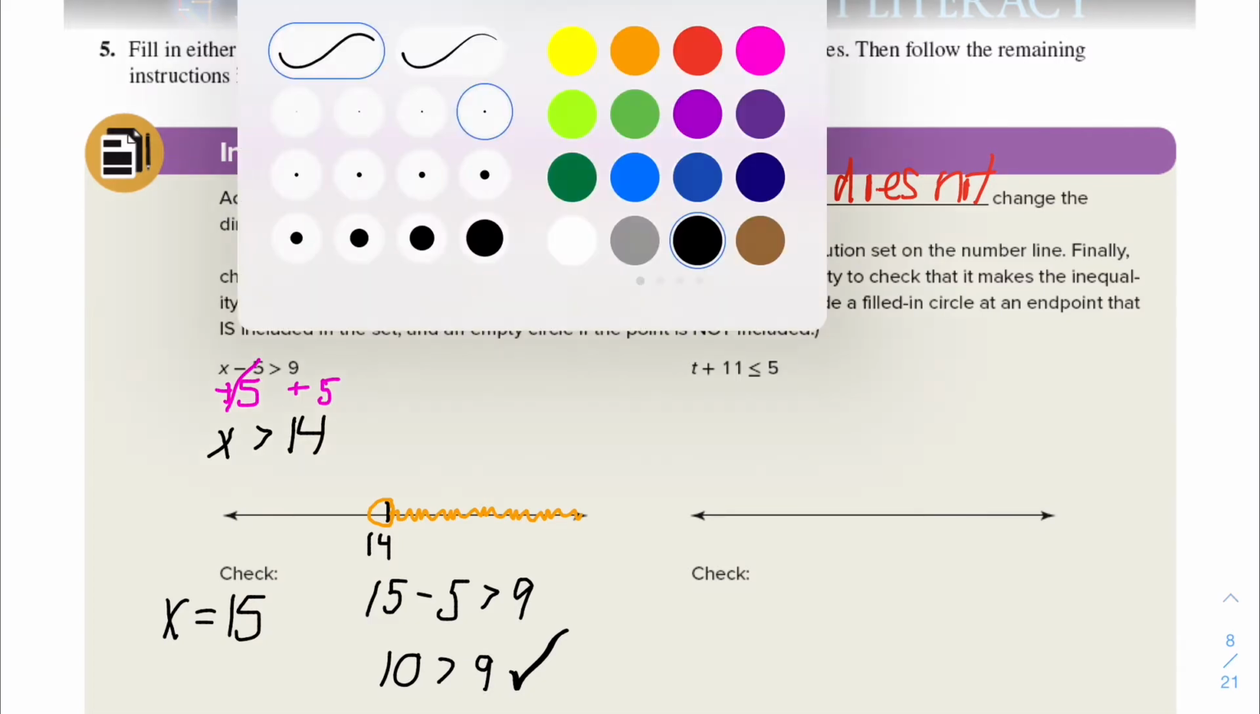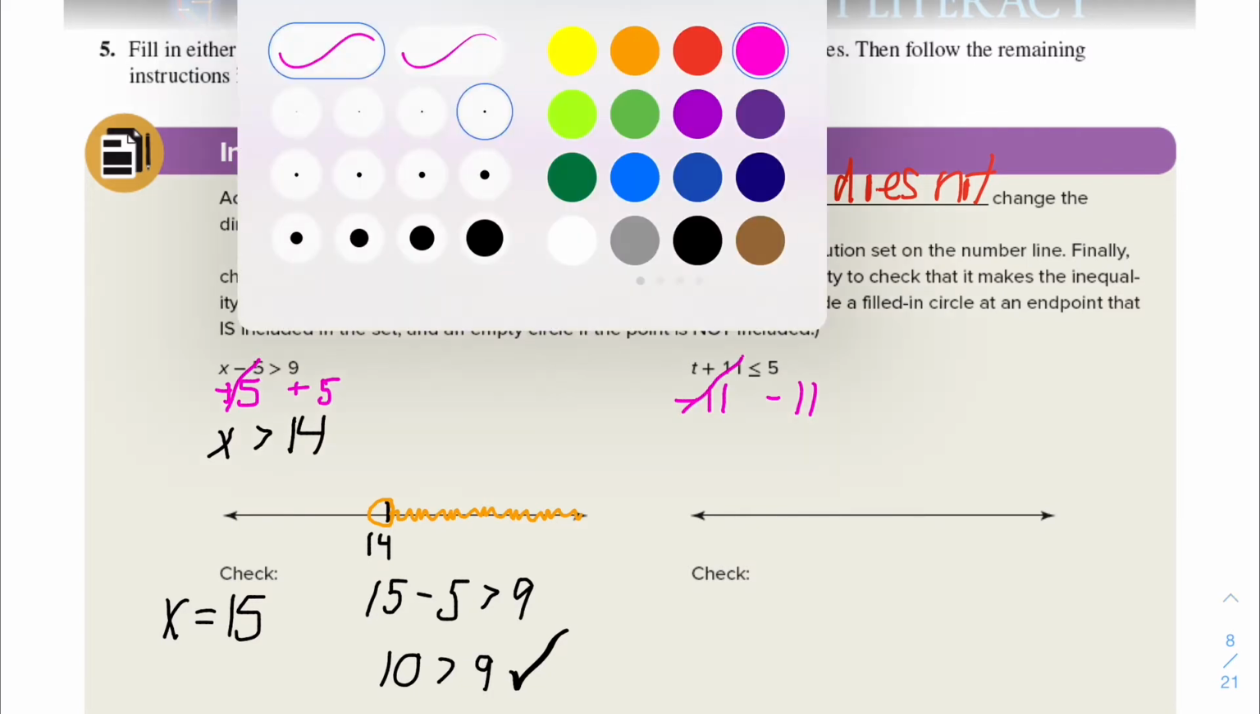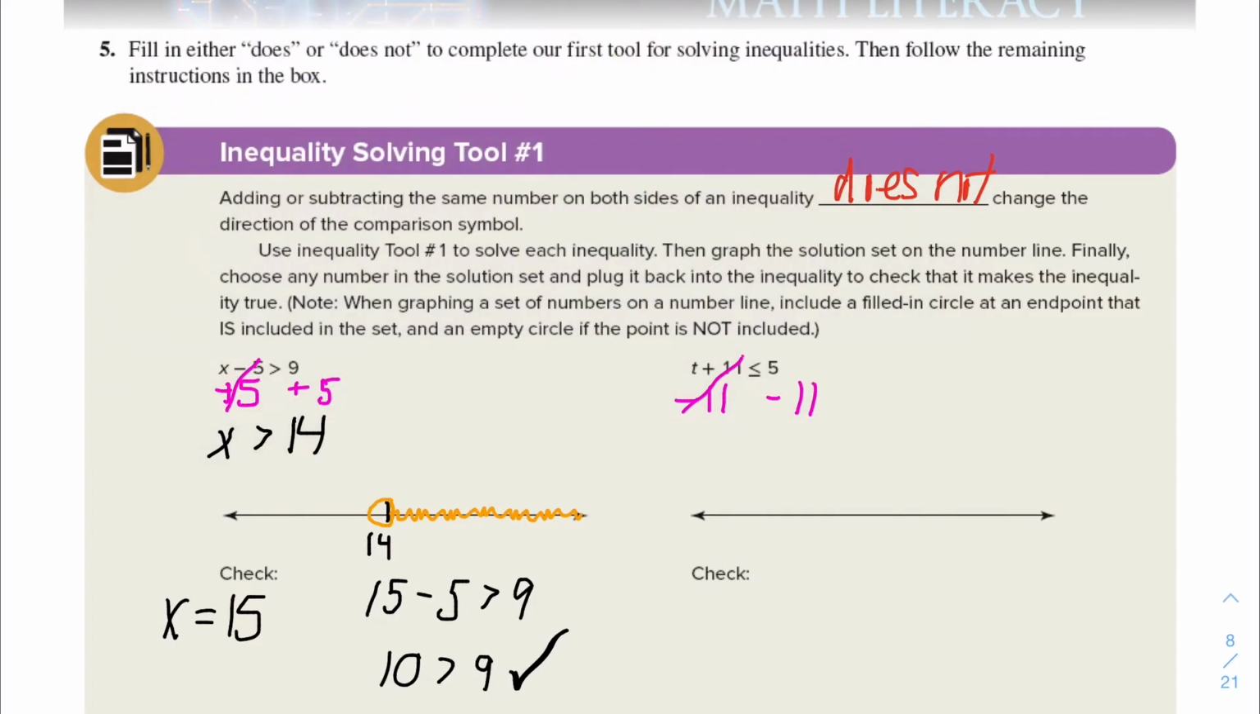Okay. So let's do another problem. We've got t plus 11 is less than or equal to 5. You want to get t by itself. So we're adding 11. So let's subtract 11 to cancel it out. So 11 minus 11 disappears. So what that gives us is just t on this side. The inequality sign will not change. And 5 minus 11 is negative 6. So negative 6 is our important point.